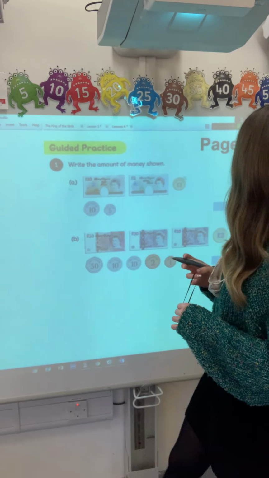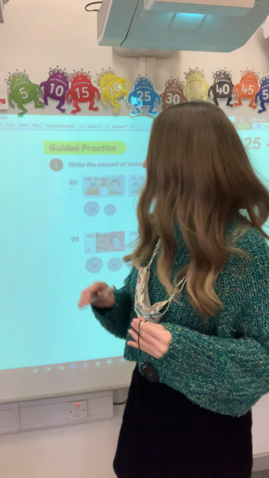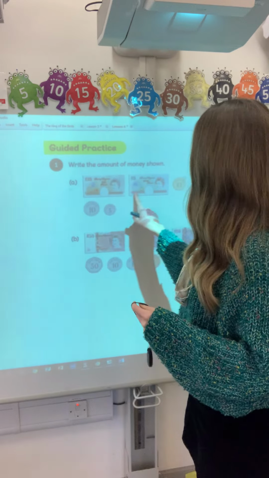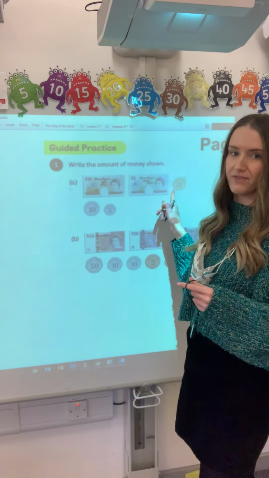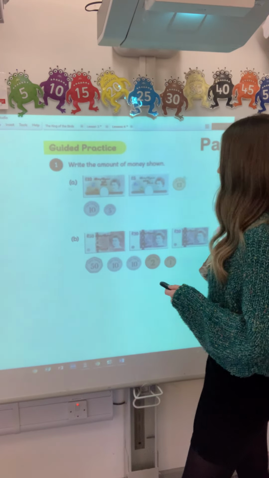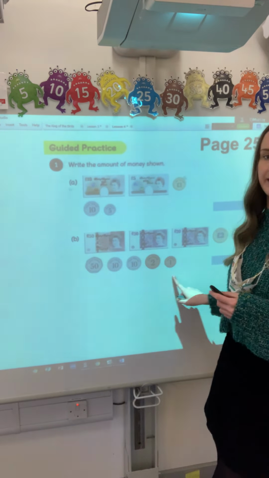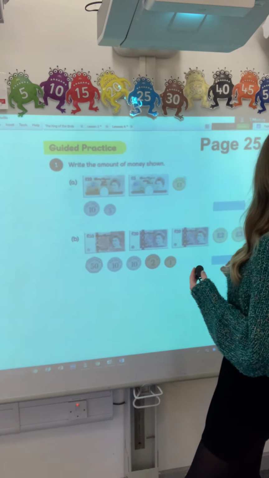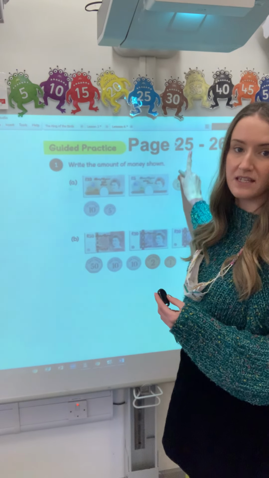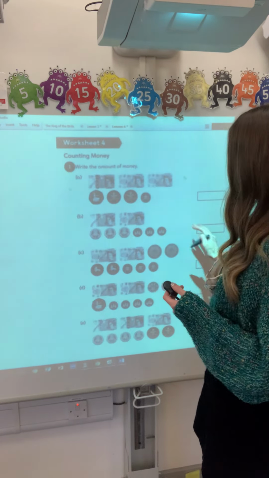Your practice: you have got to write the amount in your exercise books that the coins and notes are showing. So remember, circle the pounds, count the pounds first, then the pence. Oh, got some big notes here. Count all of the pounds and then the pence. When you've done that, your workbook pages today are page 25 and 26 and they look like this.